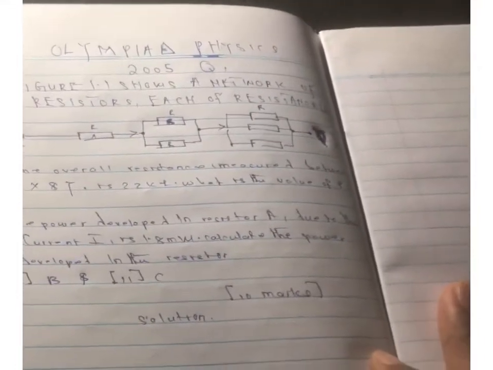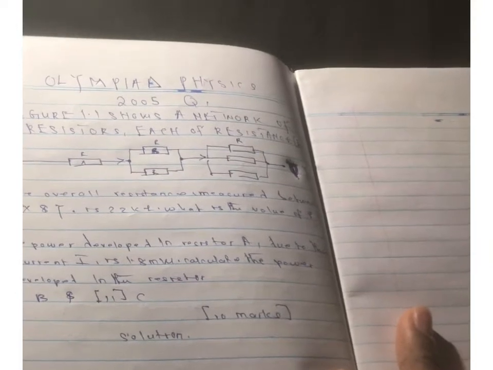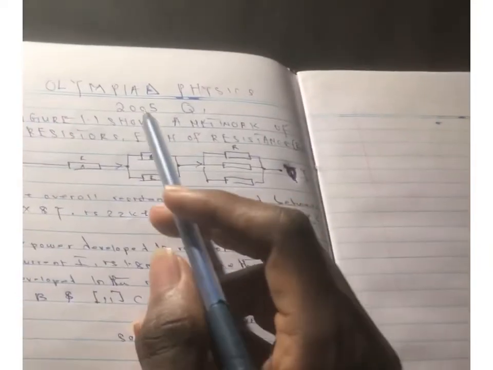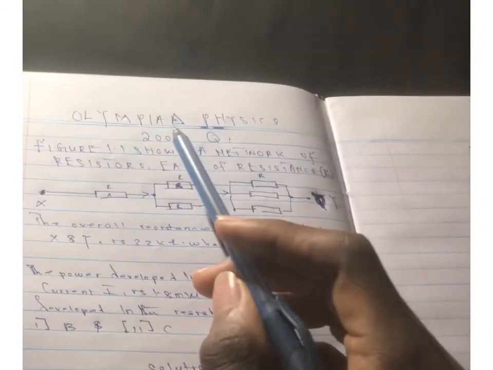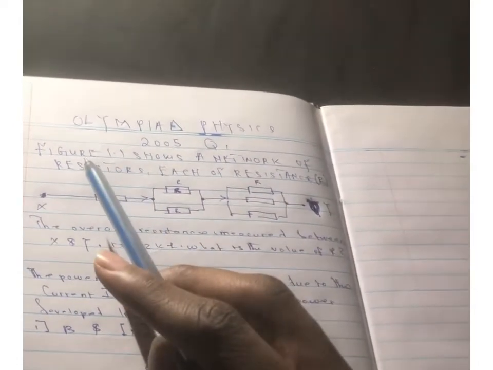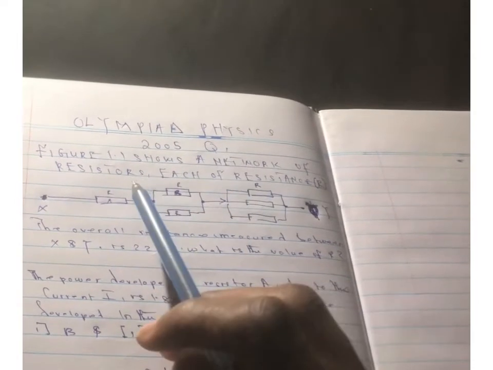Good afternoon. Today we'll be discussing how to solve questions on Olympiad physics. Today we have a question from Olympiad 2005, question 1, physics. Now the question says, figure 1.1, which is this, shows a network of resistors.